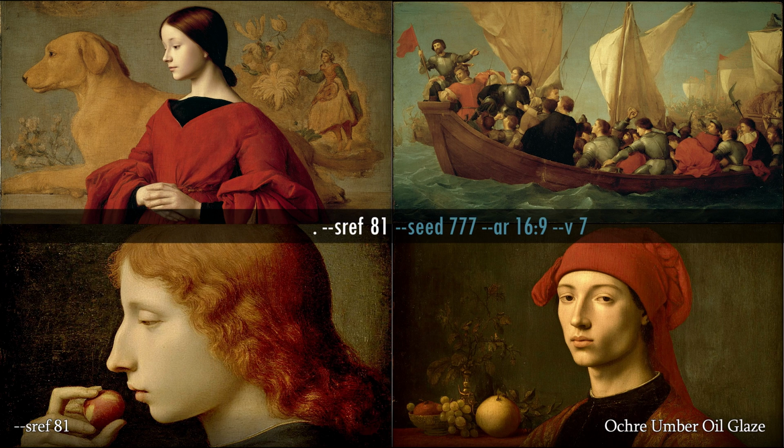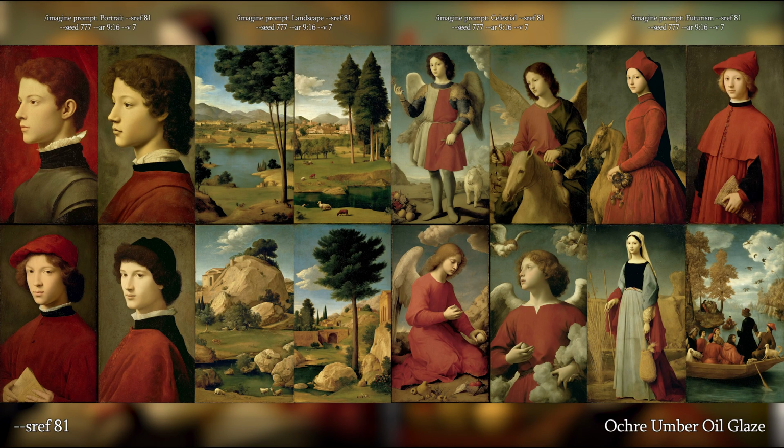8.1. Ochre umber oil glaze. This evokes Renaissance oil painting with soft lighting, muted palettes, and delicate, almost waxy skin tones. Drapery, posture, and composition all reflect classical European portraiture and pastoral scenes. Portraits are rendered beautifully, with clear emotional depth and historical accuracy. Landscapes feel authentic too, echoing Renaissance backdrops. However, celestial and futurism subjects struggle, symbolism feels misplaced, and the style doesn't support them visually. Best used for historical fiction, classical art recreations, or character-driven period pieces.